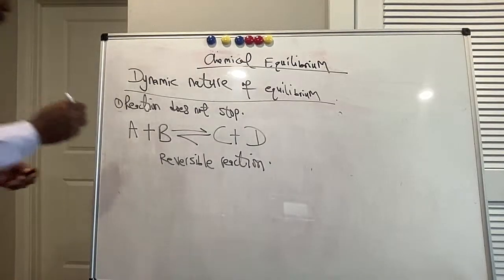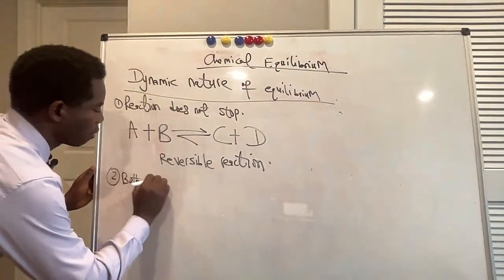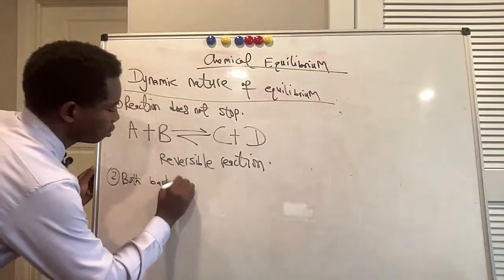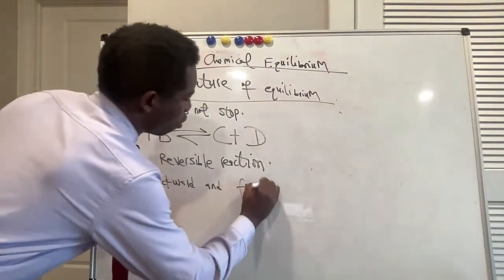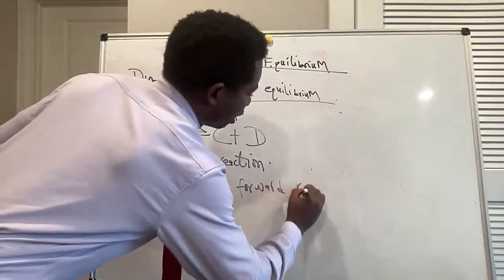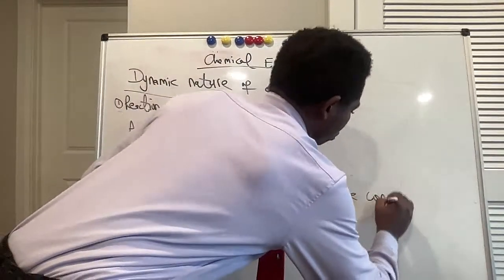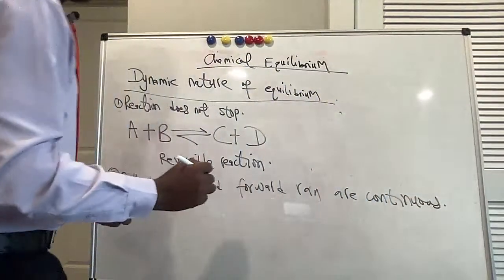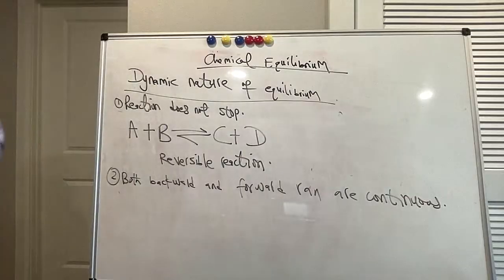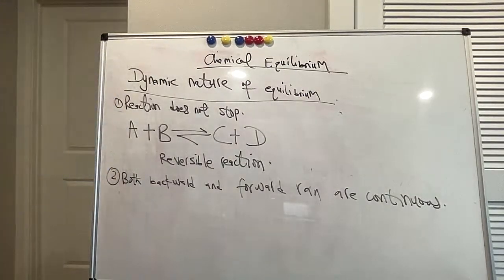Now, number two, both backward and forward reactions are what? Continuous. They are continuous. Both forward and backward reactions are continuous.